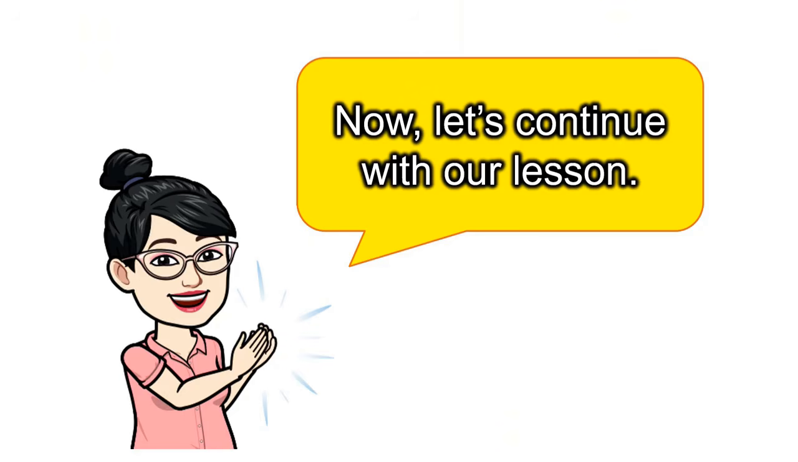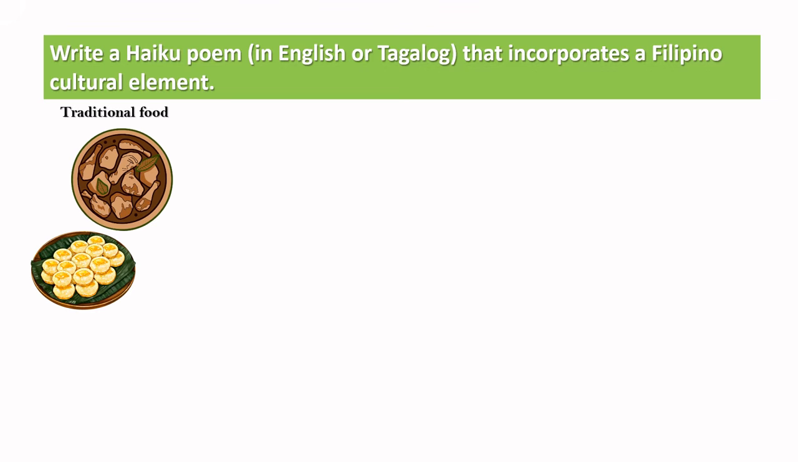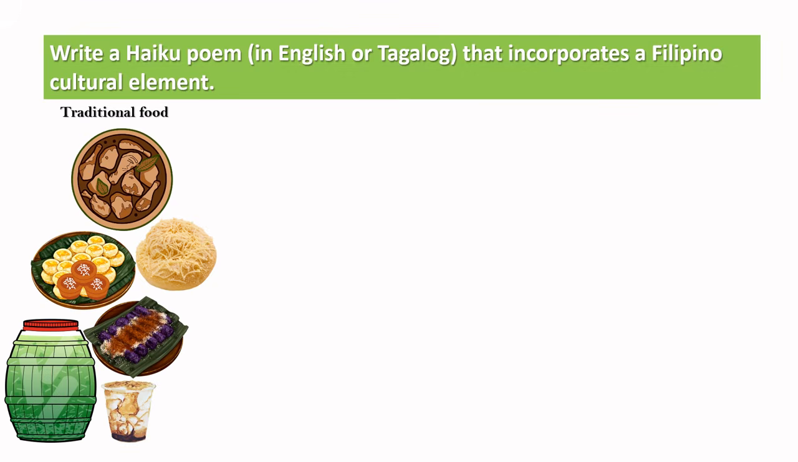Now, let's continue with our lesson. At this point, write a haiku poem that incorporates a Filipino cultural element. It can be about a traditional food like adobo, kakanin like putot kutsinta, or ensaymada since Malolos is known for ensaymada, and other local delicacies that you know.